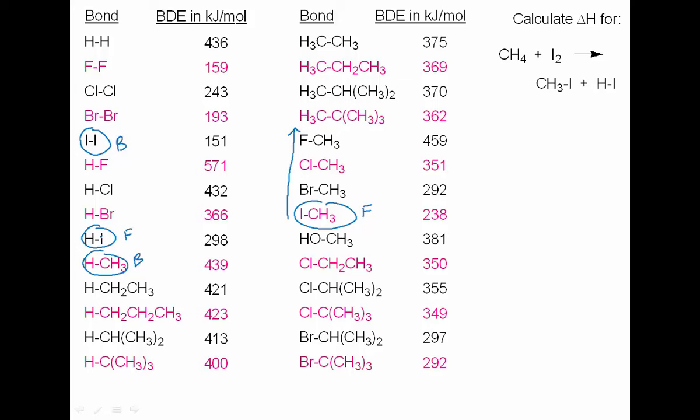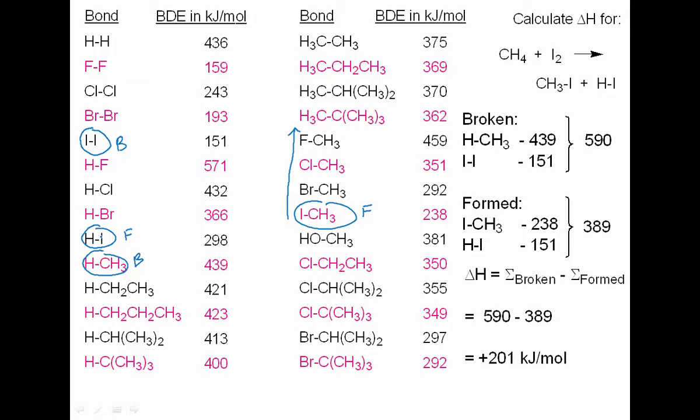Okay, so let's use those values. Let's plug those into the equation. Broken altogether is 590. Formed altogether is 389. Delta H is plus 201 kilojoules per mole. This reaction is not feasible.